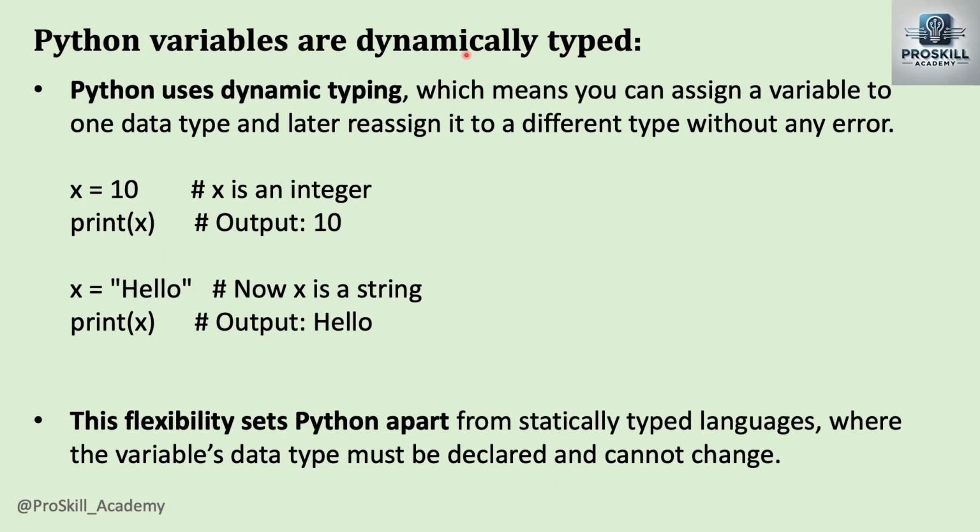Now, Python variables are dynamically typed. This means that if we assign a variable to one data type, later we can reassign it to a different data type without any error. For example, if I use a variable x and assign it an integer value 10, I can reassign this same variable x in the same code to a string hello, and this will not throw an error. This flexibility is there in Python, for which there are some pros and also some cons.